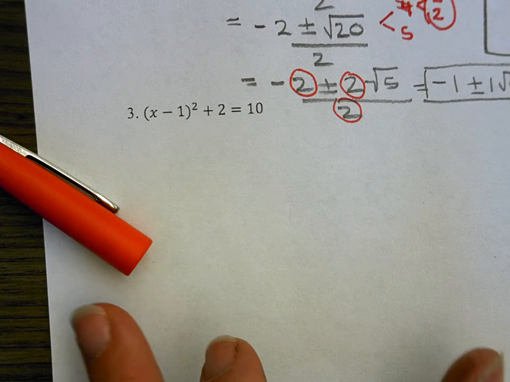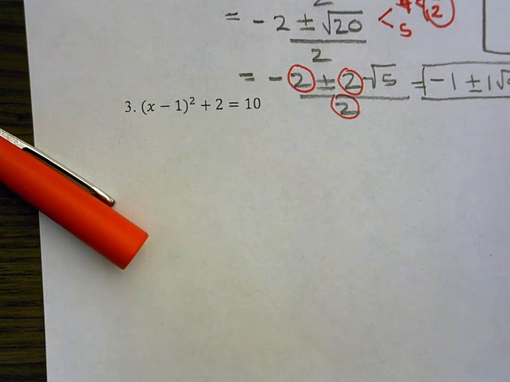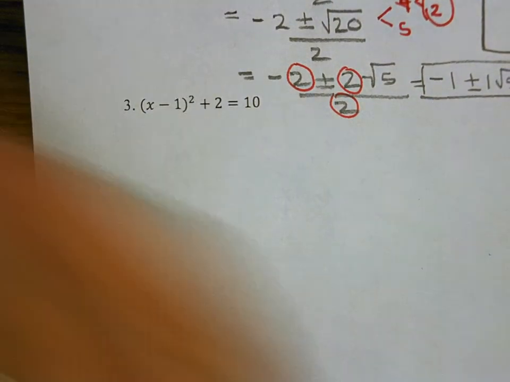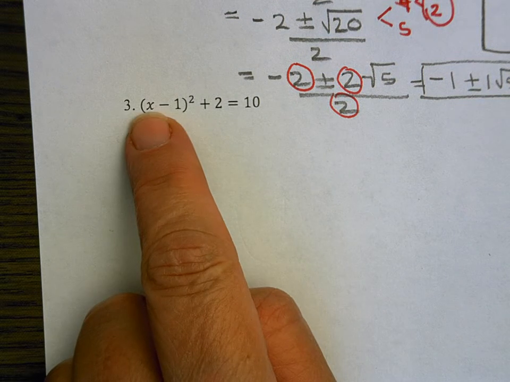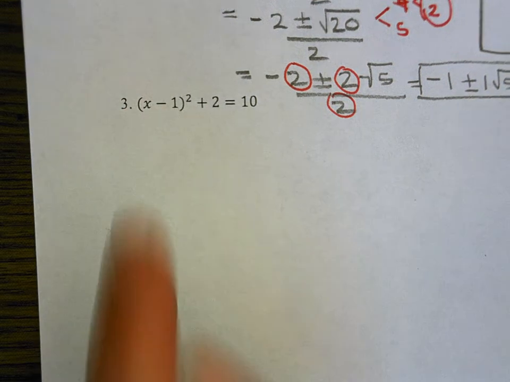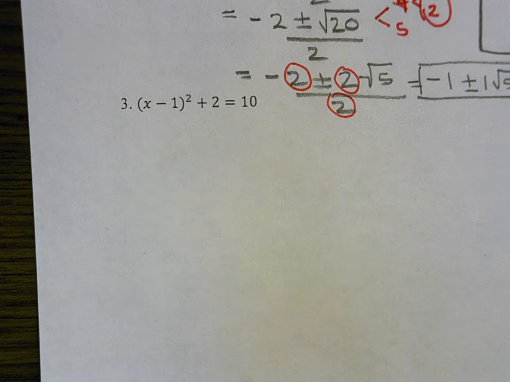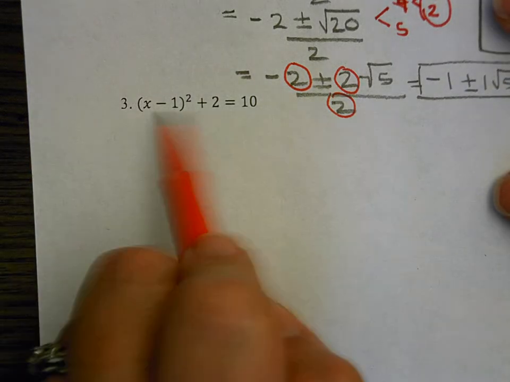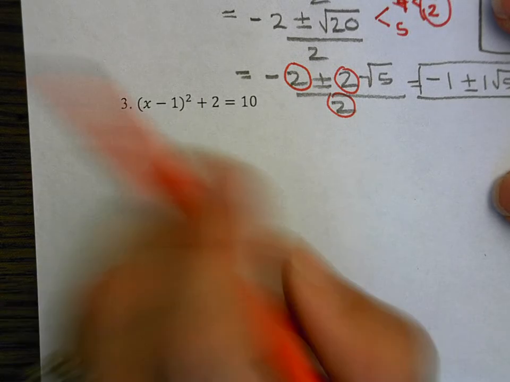Okay, so for question number 3, I see that I only have one x in the problem. That's this one right here. So that means I can solve by square rooting. So this one won't be quadratic formula, right? So we're going to solve by square rooting. And again, I know that because there's only one x in the problem. So I'm going to subtract 2 from both sides.